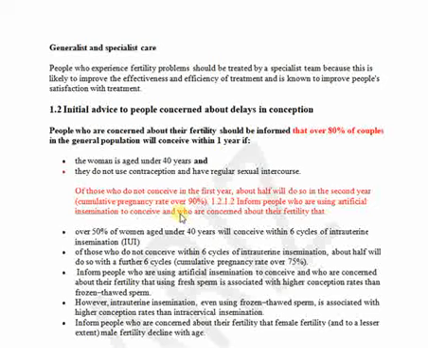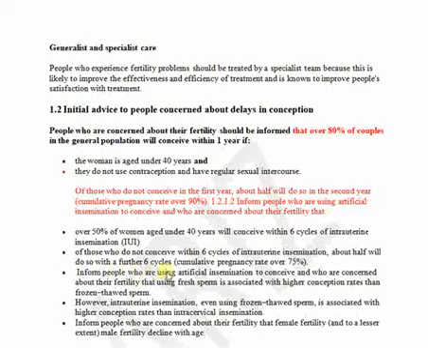Inform people who are using artificial insemination to conceive and who are concerned about their fertility that over 50% of women aged under 40 years will conceive within 6 cycles of intrauterine insemination. Of those who do not conceive within 6 cycles of intrauterine insemination, about half will do so with a further 6 cycles. Cumulative pregnancy rate over 75%.